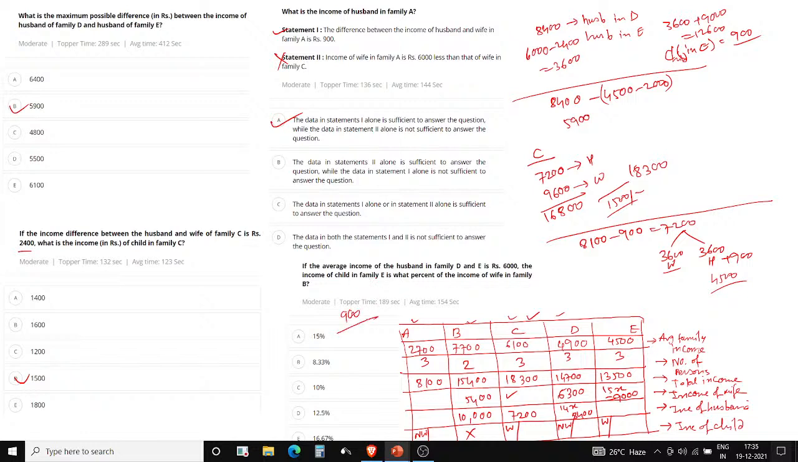What percent is this of the income of wife in family B? The income of wife in family B is 5,400. So 900 is 1 by 6 of it, which gives us 16.67%. So this is the answer, option E, and that is this DI. I hope you understood it very clearly, and that's all for now. Good day.